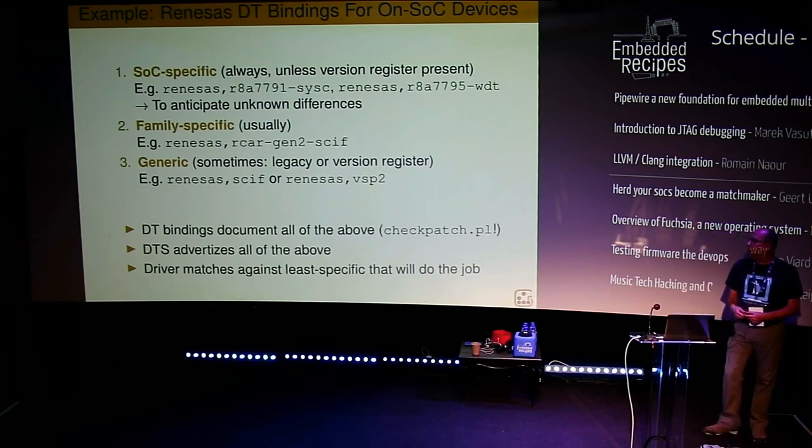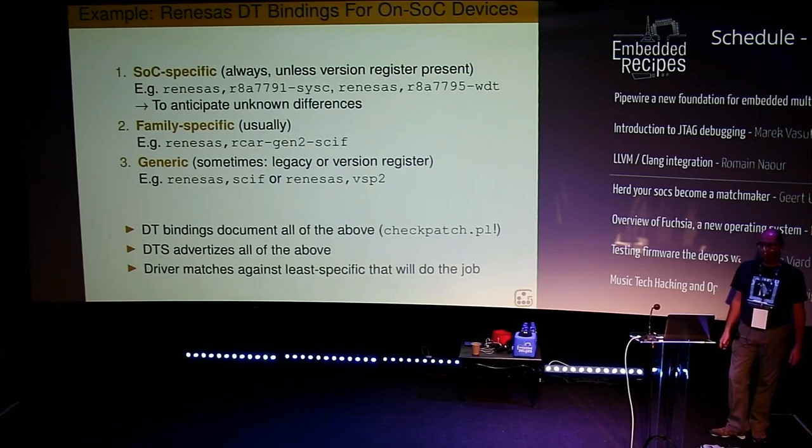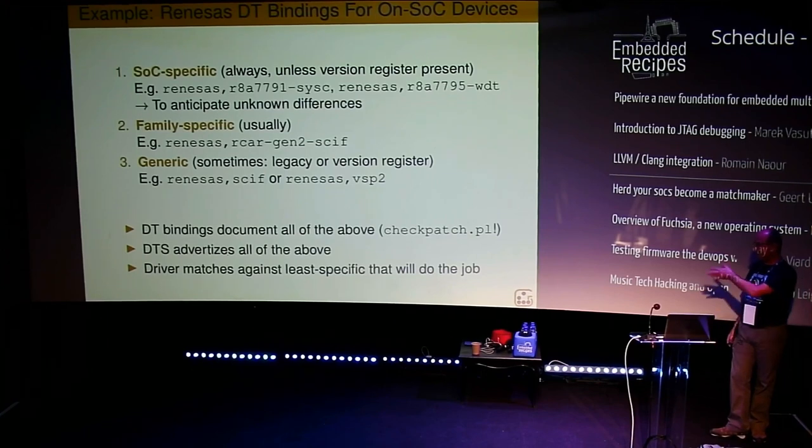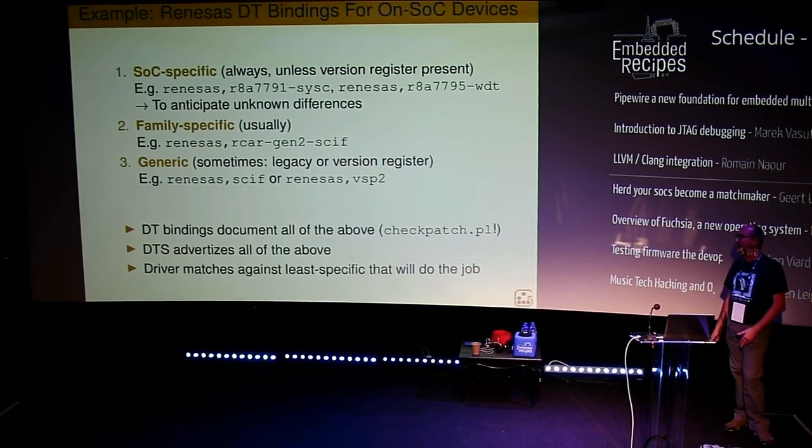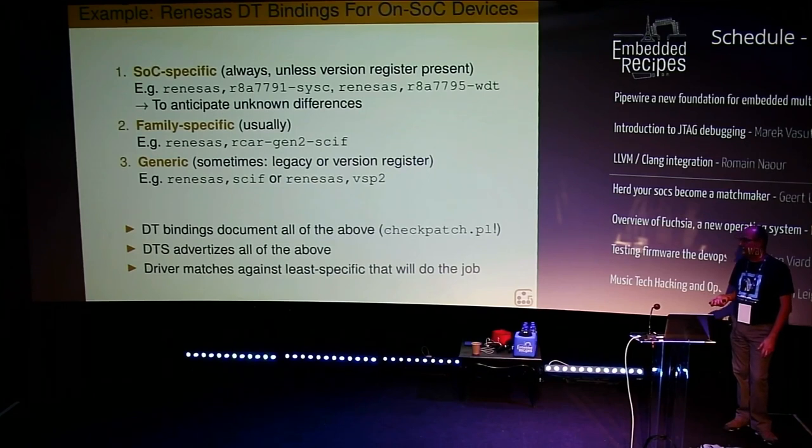So all three of these types of compatible values have to be documented in the DT bindings, under Documentation, devicetree, bindings, subsystem, whatever. And the advantage of that is that checkpatch will check, if you add a device tree to your kernel, that you only specify compatible values that are actually documented. Then the device tree source for a device has to advertise all of the above that are applicable.